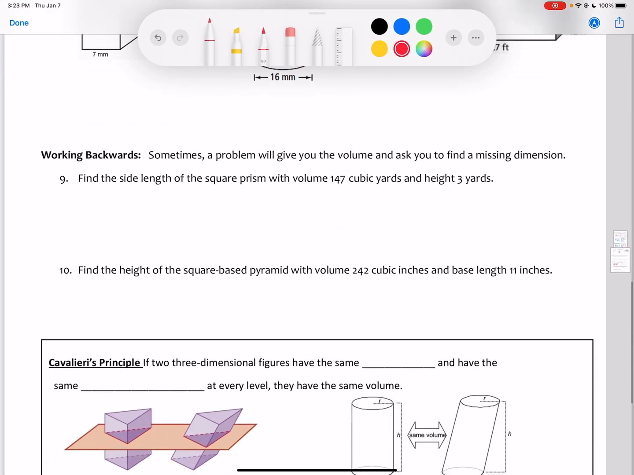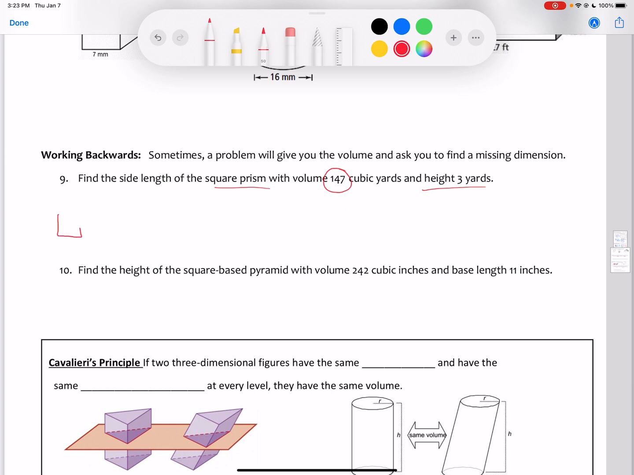All right, welcome back. We've got a couple more problems on your guided practice to go over. The first one that I want to do is working backwards. Working backwards means I'm going to give you a volume and you're going to have to find and identify some kind of dimension. In this case, it says find the side length of a square prism with a volume of 147 and a height of 3.